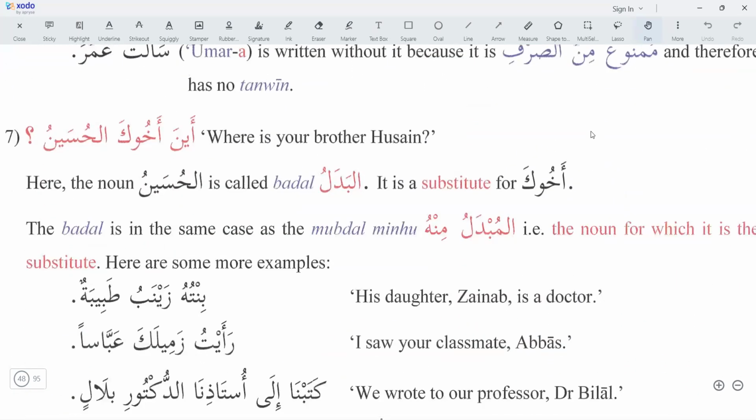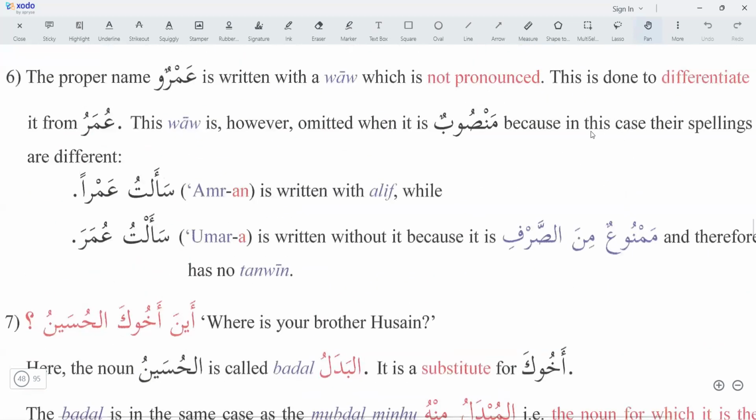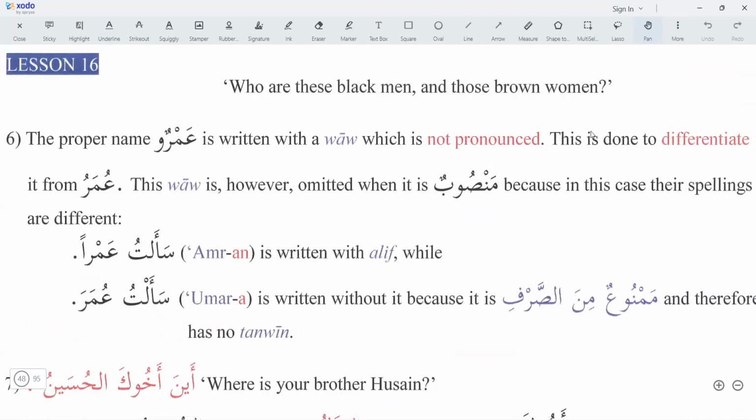Excuse me, sir. Assalamu alaikum wa rahmatullahi wa barakatuh. Wa alaikum assalam wa rahmatullahi wa barakatuh. Sir, Umar and Amar are different names. Yes, they are different because of the fatha. Amrun is not mamnu min as-sarf. Umaru is mamnu min as-sarf. Okay. Jazakallah. So they are different. It is not Amru. It is Amrun.